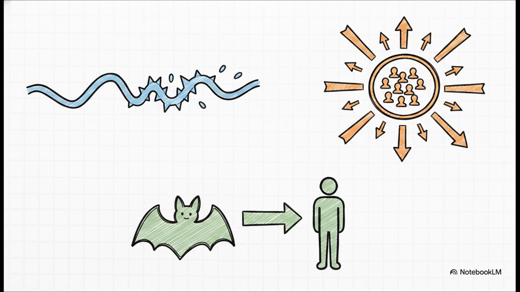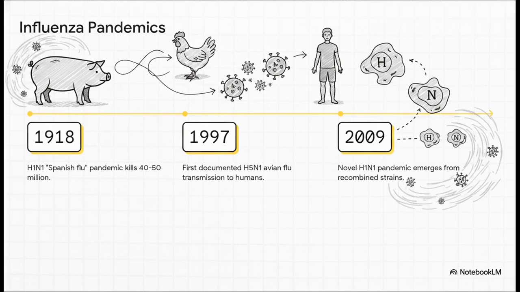Second, modern global travel means a virus can jump from a small, isolated population to the other side of the world in hours. And third, these newly mutated viruses frequently jump the species barrier, moving from natural animal reservoirs straight into humans. If we look at the history of influenza, we see a pretty terrifying pattern of this animal-to-human transmission. Those letters H and N, they refer to vital viral surface glycoproteins.